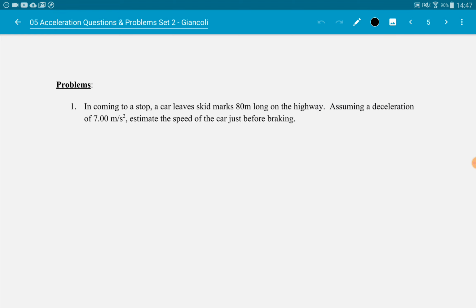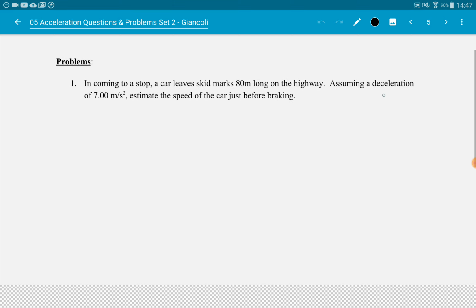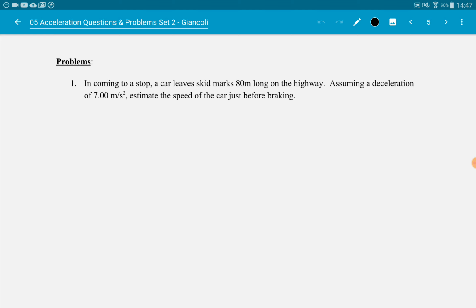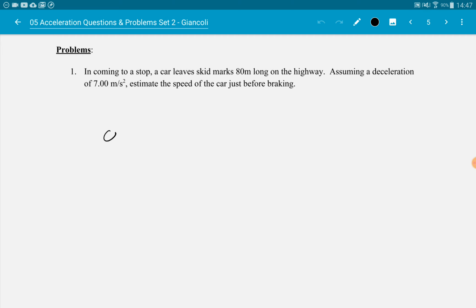In coming to a stop, a car leaves skid marks 80 meters long on the highway. Assuming a deceleration, an acceleration, but they're slowing down is what they meant, of 7 meters per second squared. Estimate the speed of the car just before braking. Cool. Well, first we're going to give a picture here of what's going on.